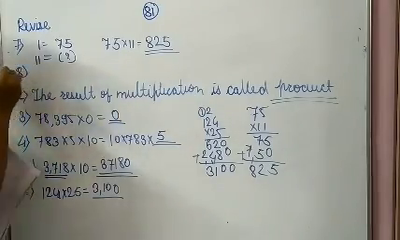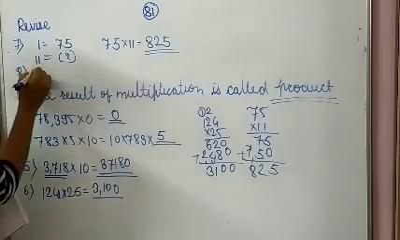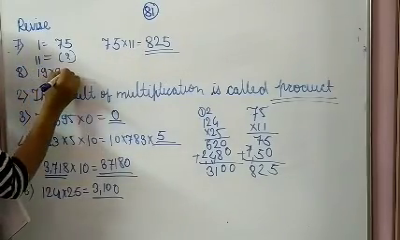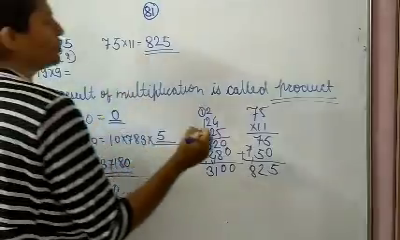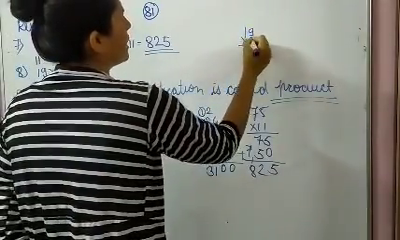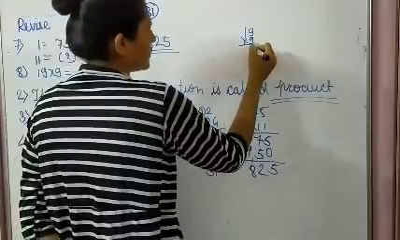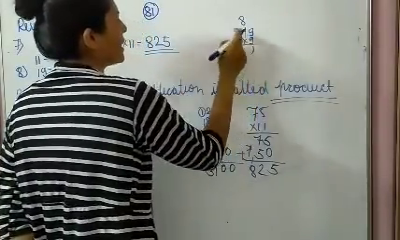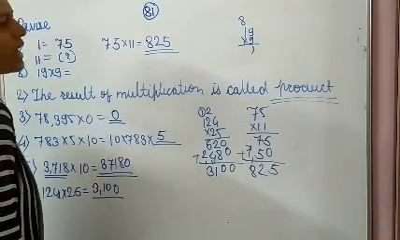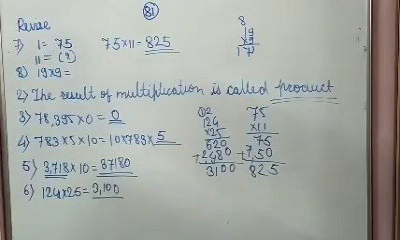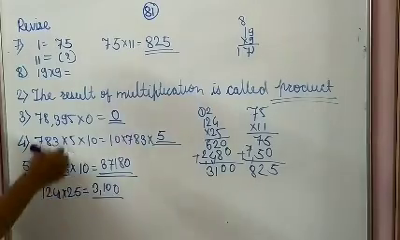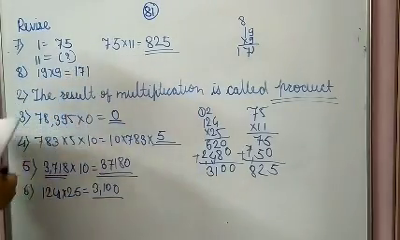Next, 8. What is the given 8th one? 19 into 9. So 19 nines are, does anyone know? If you don't know, then what you have to do? Do multiplication. 19 into 9. 9 nines are 81. 1 is here, 8 will be carried. 9 ones are 9. 9 plus 8 is 17. Yes, 17. The answer is 171.